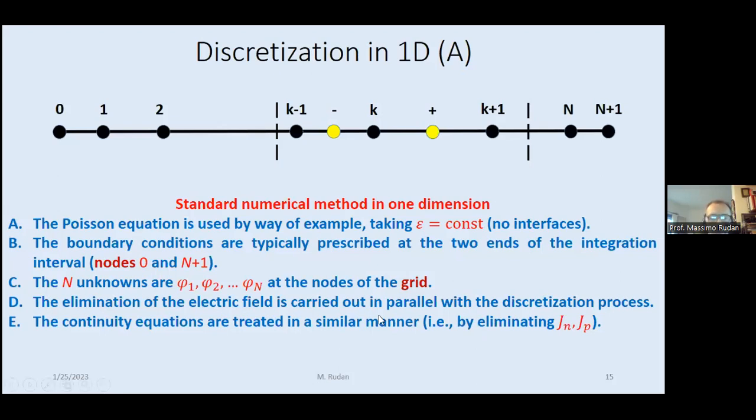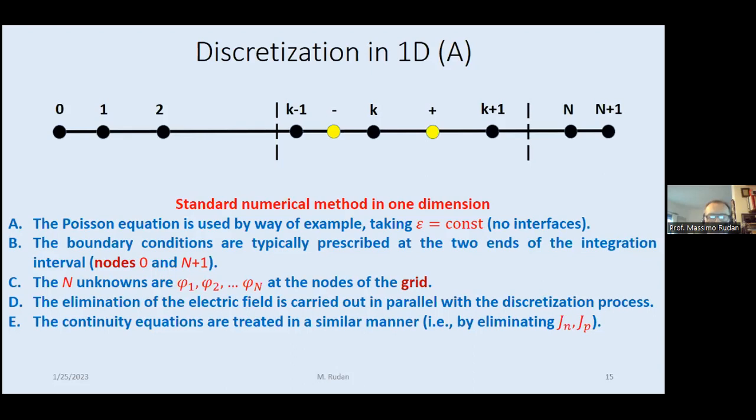So we take a segment over which we want to solve the equation. We assume that at the two ends of the segment, the boundary conditions are prescribed. And then we distribute some points that are the black dots along the segment. And we want to calculate the electric potential at nodes from 1 to n.